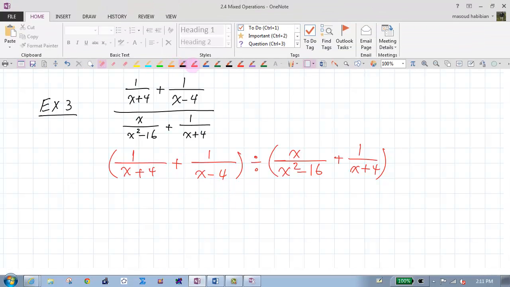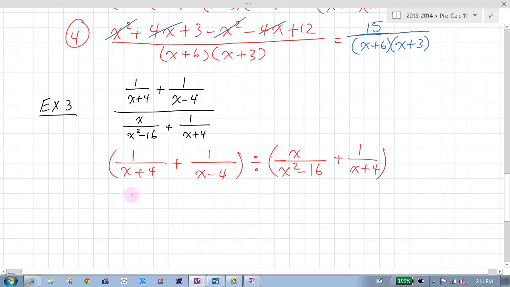So again, we're going to follow BEDMAS. We could have factored that, but we'll factor it in the process. We do the operations inside the brackets first, and that will simplify it. So the common denominator is x plus 4 times x minus 4. The numerator of the first one becomes x minus 4. The numerator of the second one becomes x plus 4.